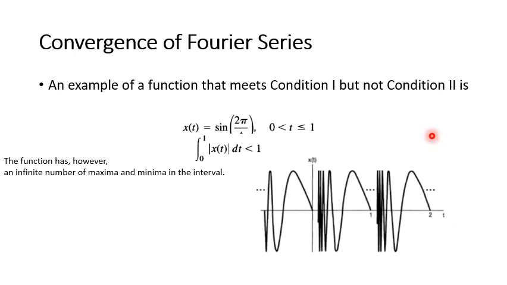So we have an example of a function that meets condition 1, that is, this signal is absolutely integrable. This is a periodic signal with period from 0 to 1. If I integrate it and take the absolute value, it will give me some finite value. So that means the first condition holds, but the function has an infinite number of maxima and minima in the interval. So the Fourier series for this function will not converge.